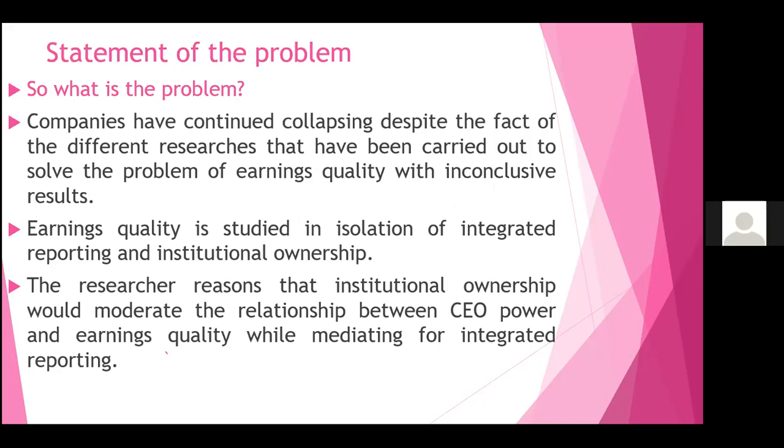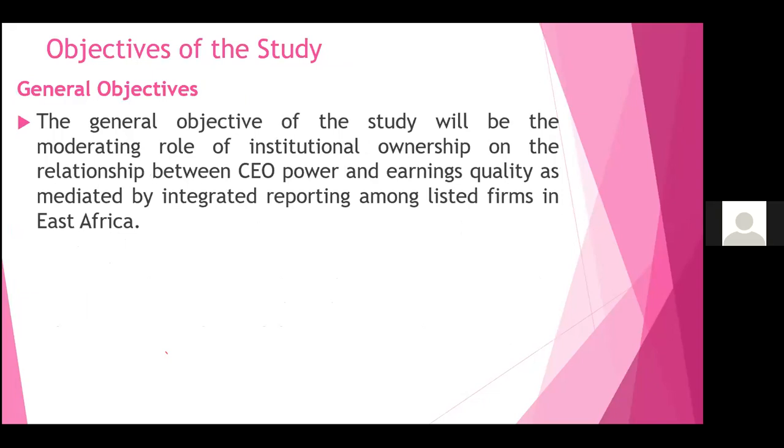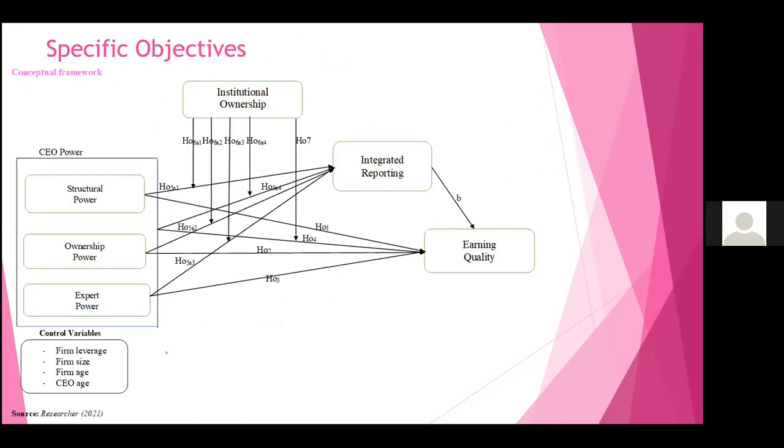So what is the problem? Companies have continued corruption despite the different researches that have been carried out to solve the problem of earnings quality, with inconclusive results. Earnings quality is studied in isolation. Yes, they are studying it, but they are not incorporating integrated reporting and institutional ownership. So the researcher reasons that institutional ownership could moderate the relationship between CEO power and earnings quality, while integrated reporting mediates. The general objective is to examine the moderating role of institutional ownership on the relationship between CEO power and earnings quality as mediated by integrated reporting.